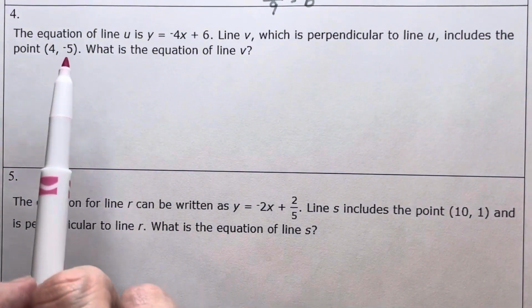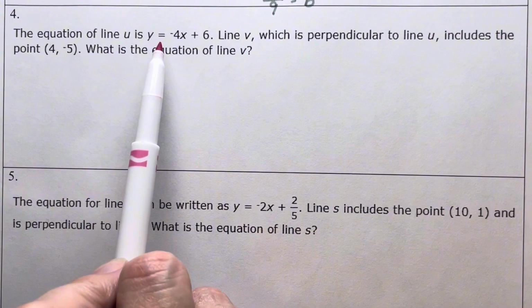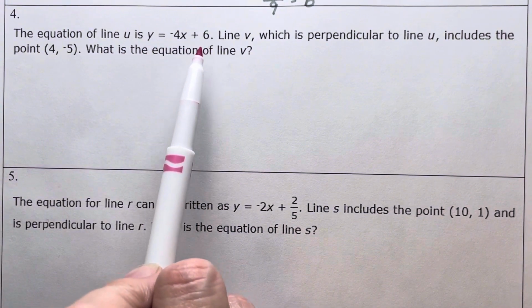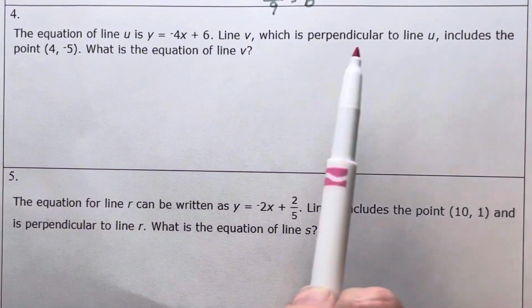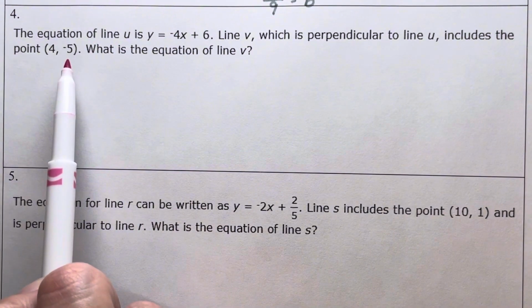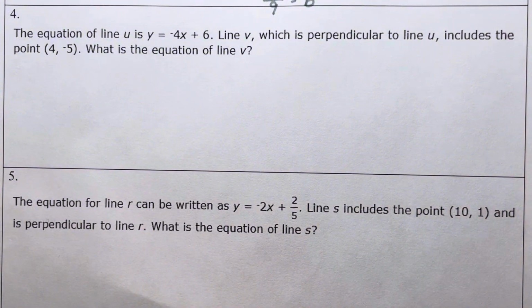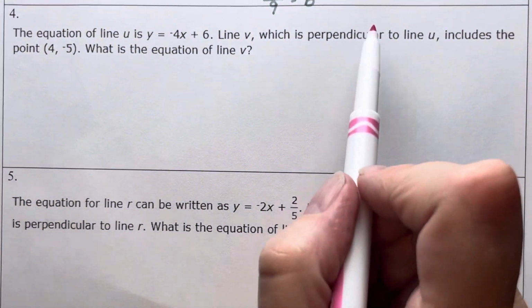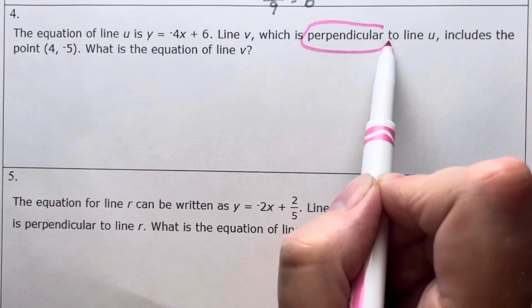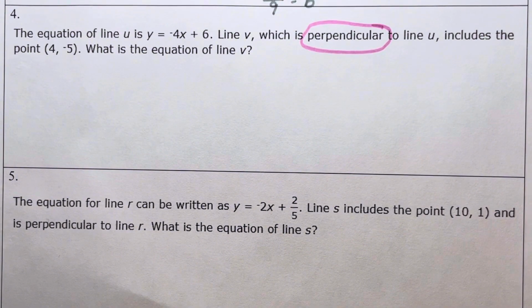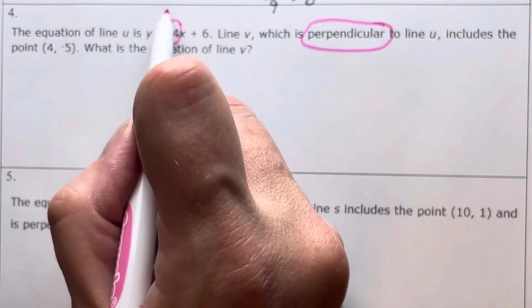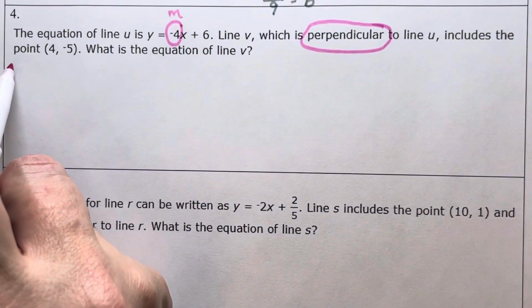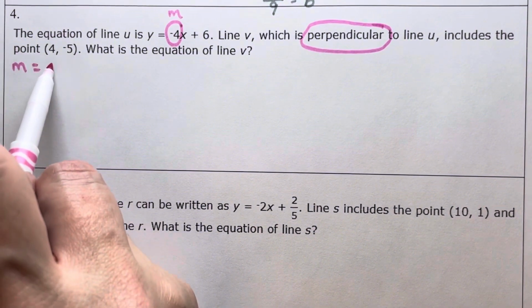The equation of line U is y equals -4x plus 6. Line V, which is perpendicular to line U, includes the point (4, -5). What is the equation of line V? All right, well, we know right here that we need a perpendicular set of lines. And whenever you begin looking at parallels and perpendiculars, you have to start with the original slope from the original line.